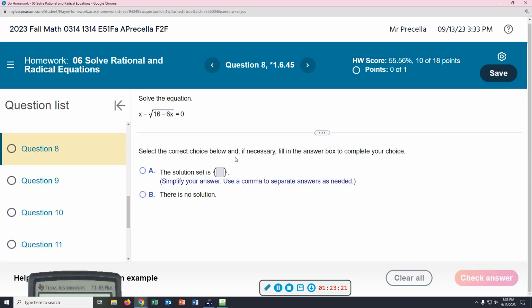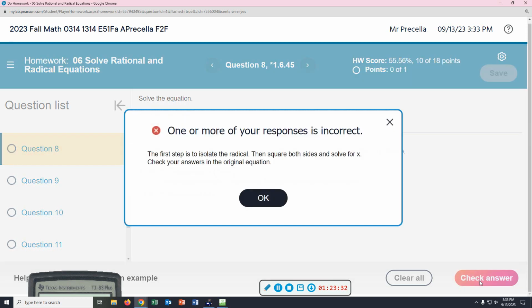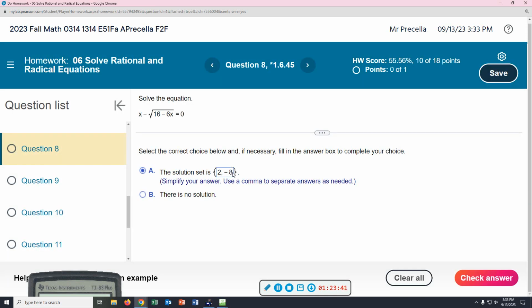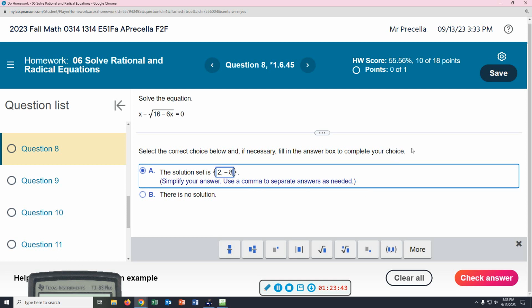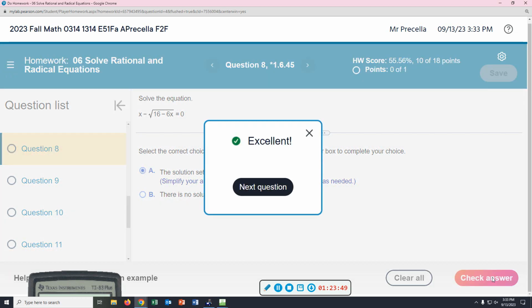So the negative 8 doesn't check, positive 2 does check. So let's see, I wonder if you put 2 comma negative 8, what would they tell you? We don't really have time to be goofing off like this, but we'll try. No. One or more of your responses is incorrect. They just isolate and square both sides. They say check in the original. I say check in the isolated equation, the one that still has the radical.